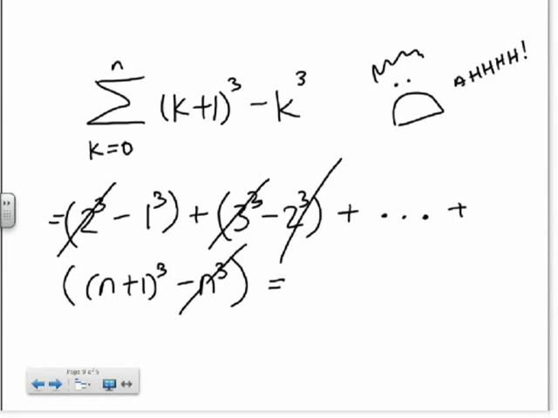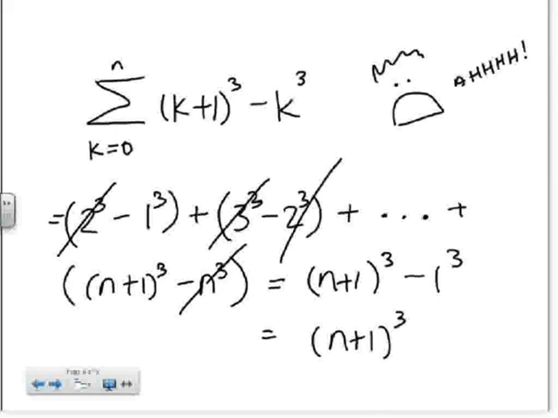Which gives us n plus 1 cubed minus 1 cubed, which can of course be simplified to n plus 1 cubed minus 1. And thus we have turned what would otherwise be a terrible, variable, ugly sum into something that's pretty easy once you figure out what n is.